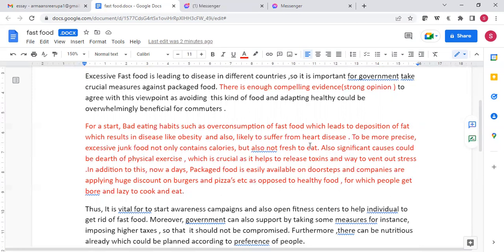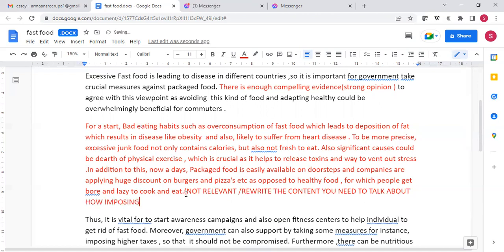The question is asking about this policy of increasing the high taxes on these kinds of foods. Do you agree that this is going to address the concern, or do you think that this will not address the concern? So the entire content of this body para 1 is not relevant. She has to talk about how imposing taxes on canned food can reduce consumption, or address the problem. Is that clear?